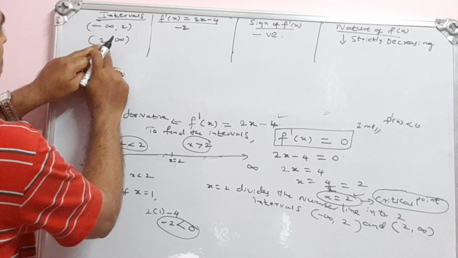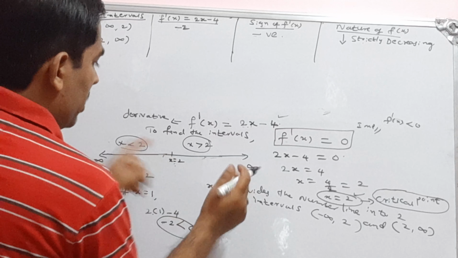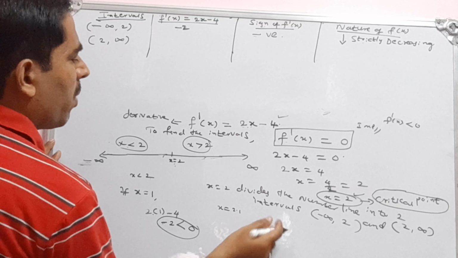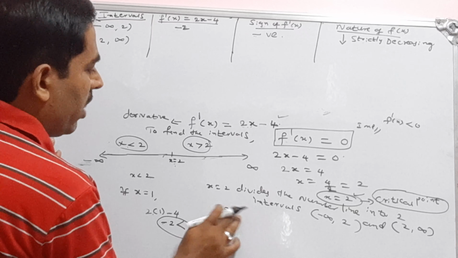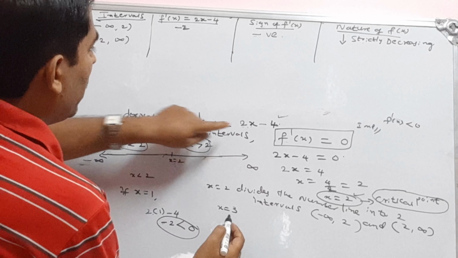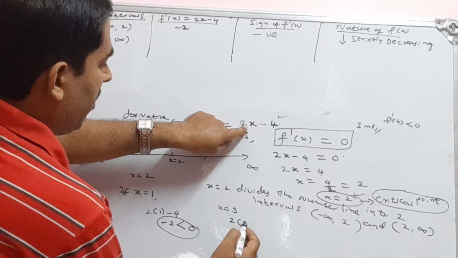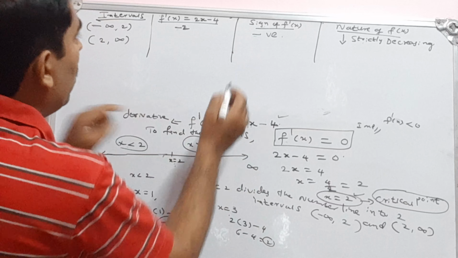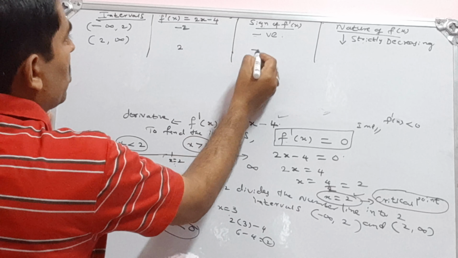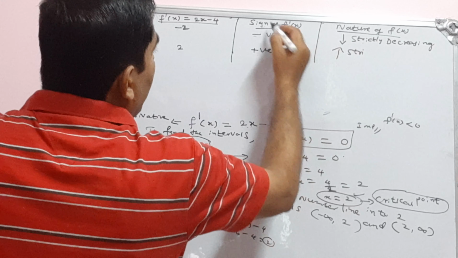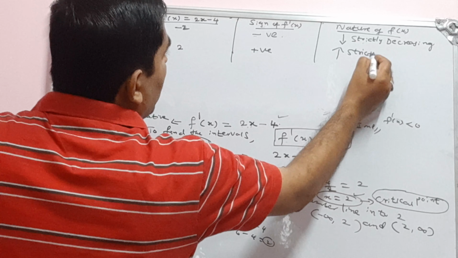Then obviously in the interval 2 to infinity, I will consider this interval. If I give, say, x is equal to 2.1, 2.2, anything greater than 2, you can take any value greater than 2. For simplicity's sake, I will give 3. So if x is equal to 3, what happens to this derivative? 2 into 3 minus 4, that is 6 minus 4, which is 2. See, positive. So I got 2. That means the sign is positive.